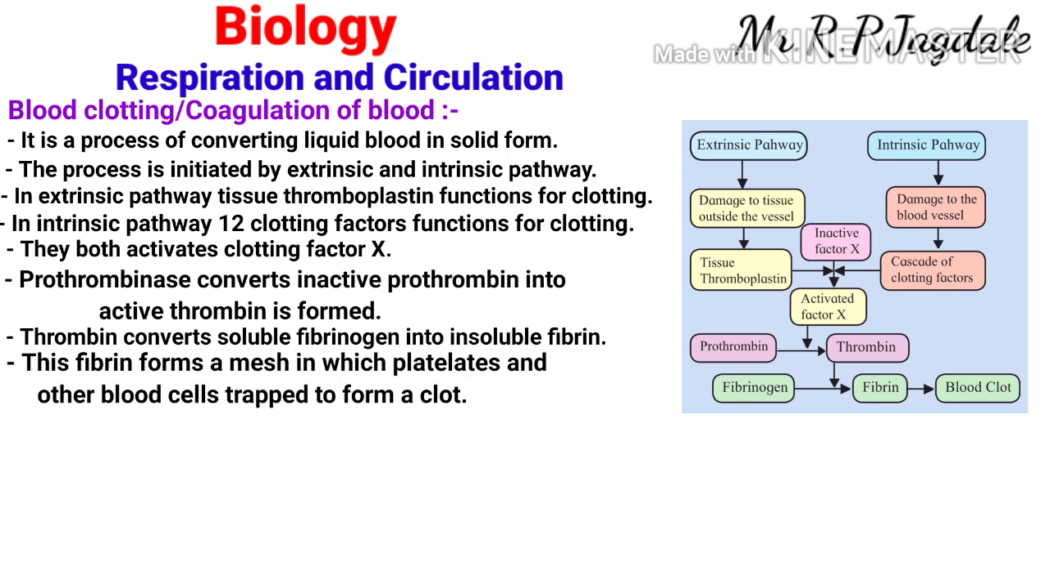Now that prothrombinase converts prothrombin into thrombin. Again, this thrombin is going to convert fibrinogen into fibrin, and finally this fibrin makes a mesh-like area, and in that mesh-like area other components such as platelets and blood cells are going to be trapped. This is called the formation of a clot. A very simple mechanism. That's how the blood chapter is completed.